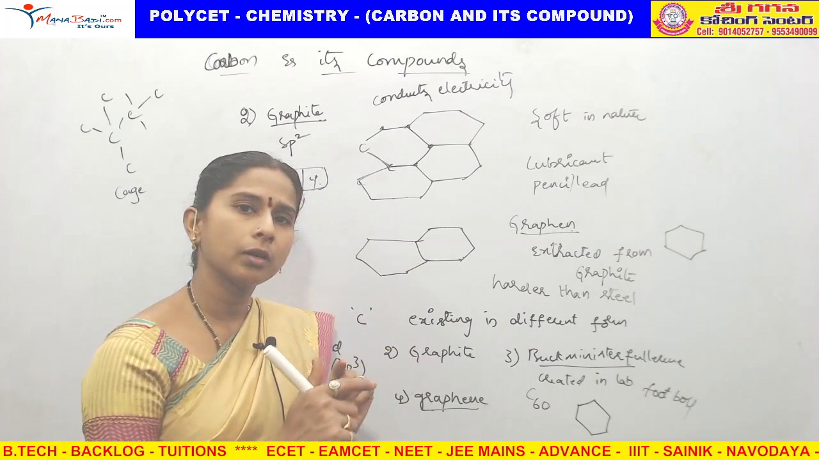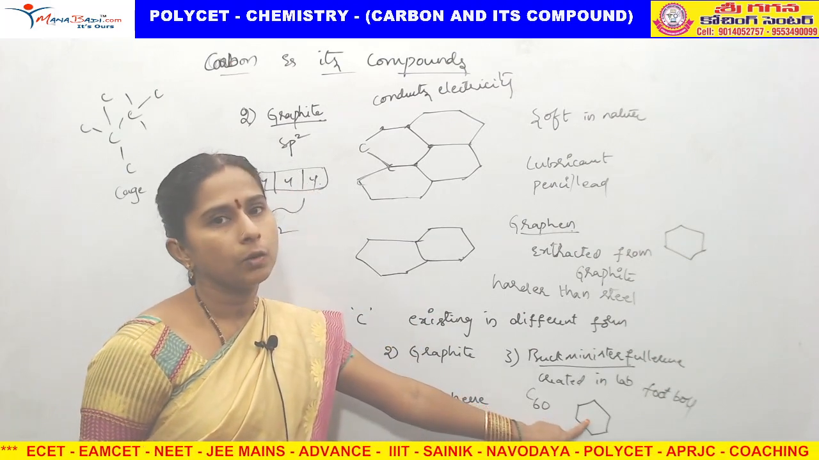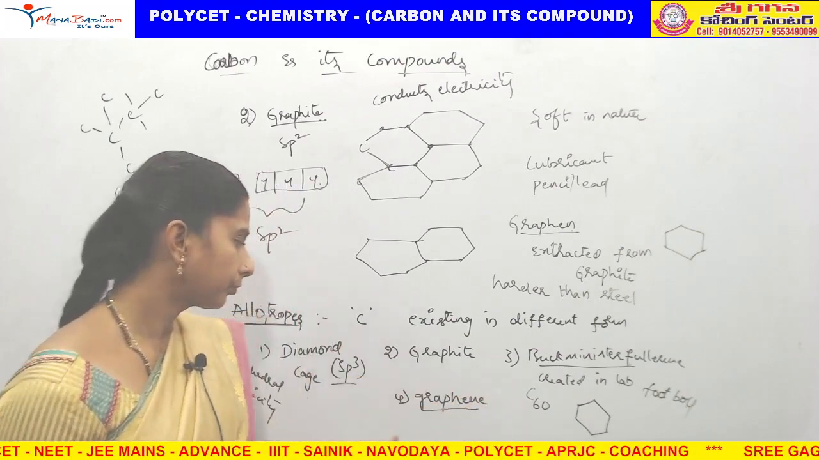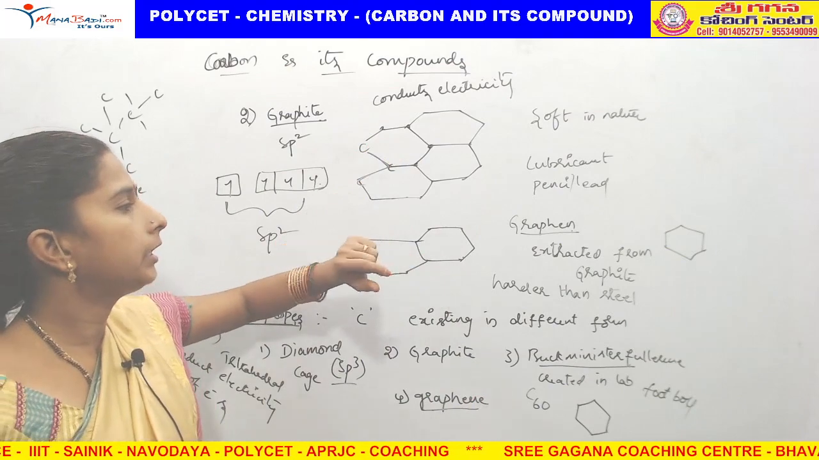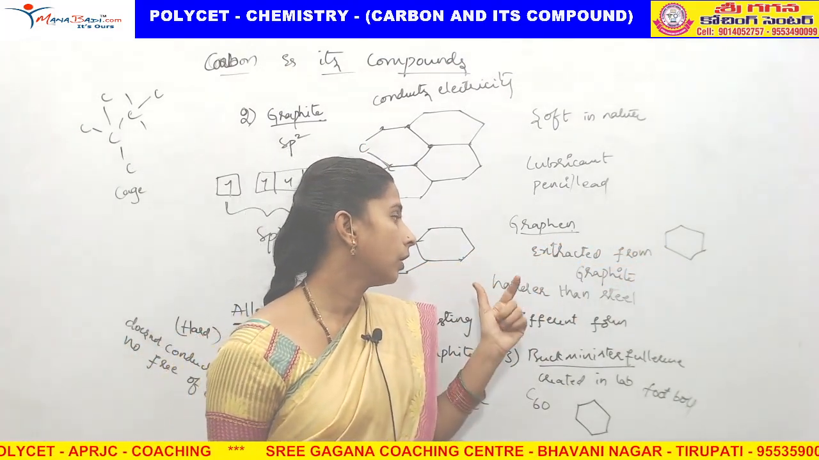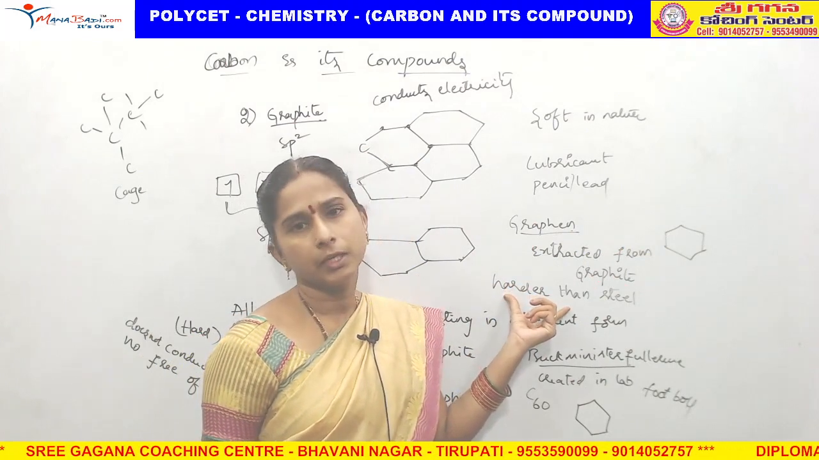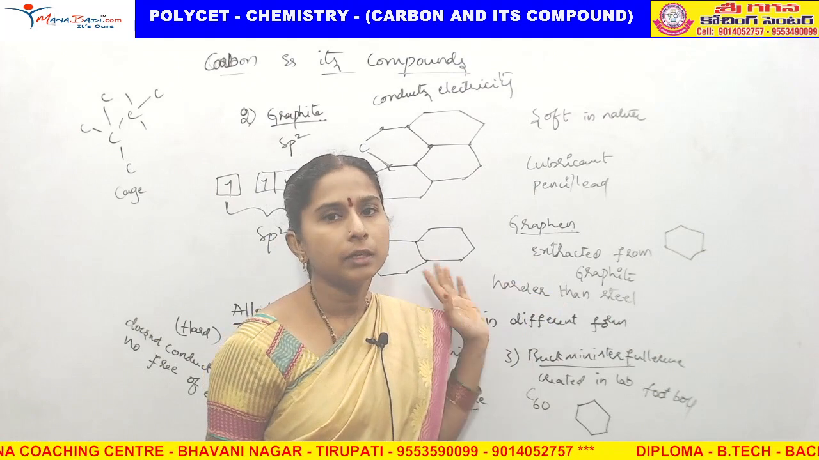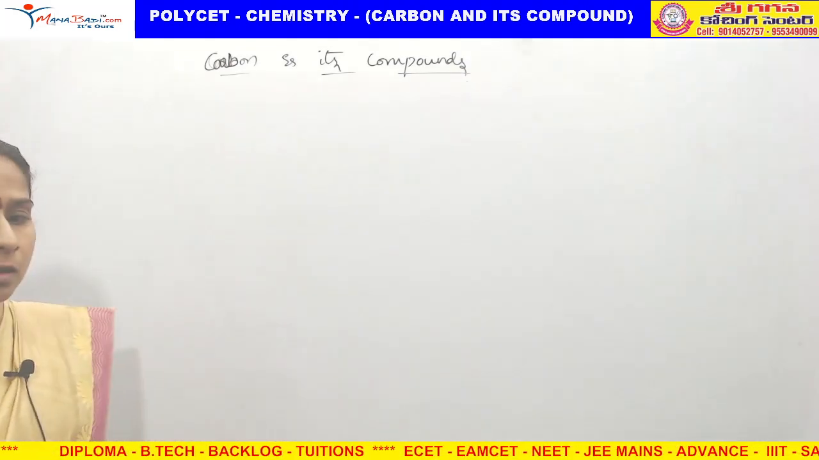60 carbons are arranged with cyclohexane structure. And graphene is extracted from graphite. It is also having hexagonal structure, and it is very harder than steel. That is about isotopes of carbon.